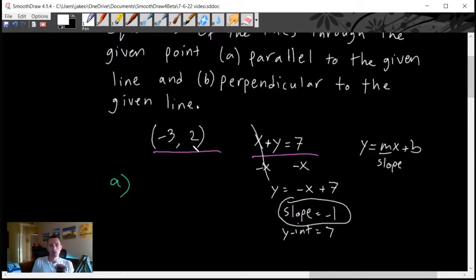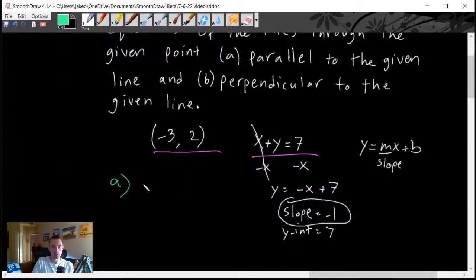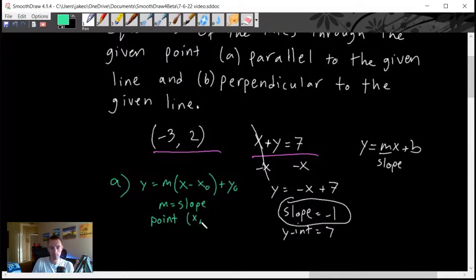Okay. So to do that, if we know a point and we know our slope, the easiest thing to do would be to use the point slope form of a line. The point slope form of a line is y equals m times x minus x0 plus y0, where you have a slope of m and goes through the point x0, y0. So basically we need an xy coordinate of a point that our line has to go through.